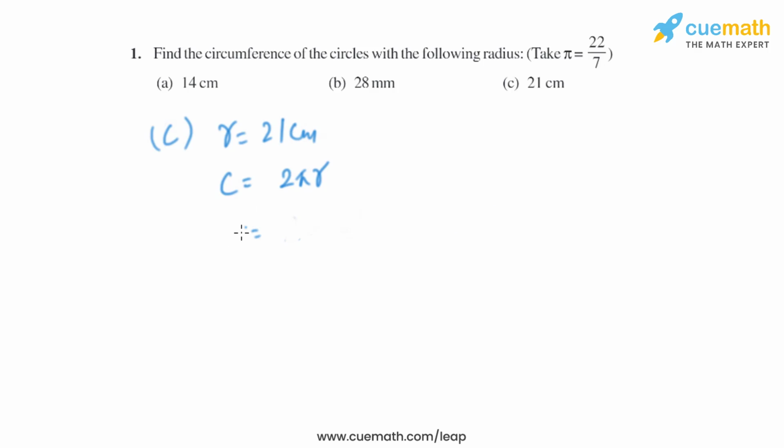Now let's move on to the C part. The radius that is given is 21 centimeter, and the formula to find the circumference of the circle is 2 pi r. So it will be 2 into 22/7 into radius, which is 21 centimeter. So after solving it, we will get 132 centimeter. So that will be the circumference of the circle when the radius is 21 centimeter.